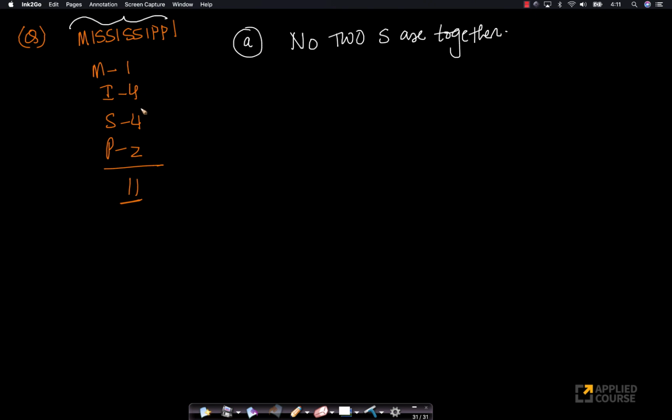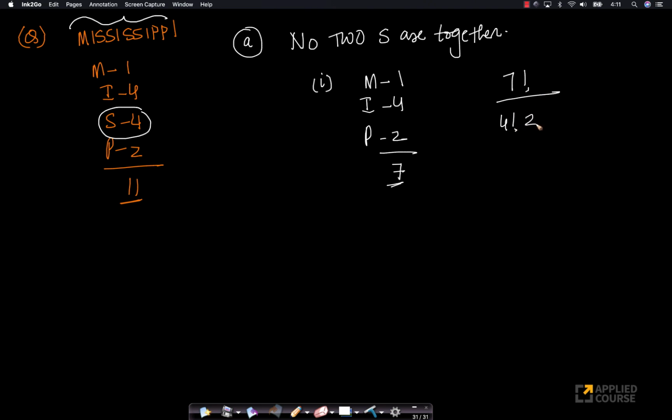First, let's ignore S, so I'll break this problem into multiple parts. Then I'm left with 1 M, 4 I's, and 2 P's, a total of 7. First, let's arrange these 7. In how many ways can I arrange these 7? Again, this is permutations with limited repetitions. This is 7 factorial by 4 factorial into 2 factorial. We've already seen this.